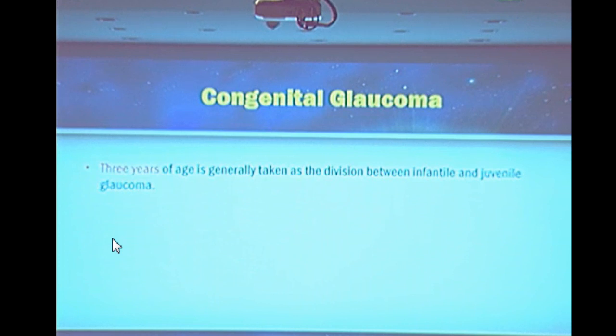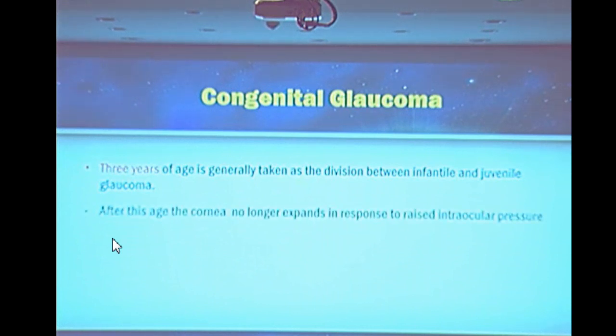This is a very important point: 3 years of age is generally used as the division between the infantile and juvenile types of glaucoma. Why is that? Because after the age of 3 years, the cornea no longer expands in response to the elevated intraocular pressure. But the sclera may do so up to the age of 10 years. For this reason, following the patient with axial length and so on is important. And this is again the reason why we see axial myopia in patients with congenital glaucoma.